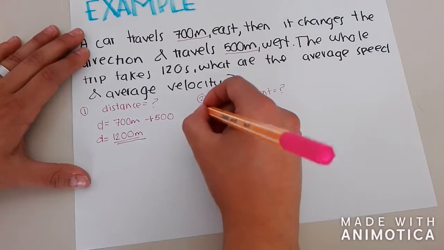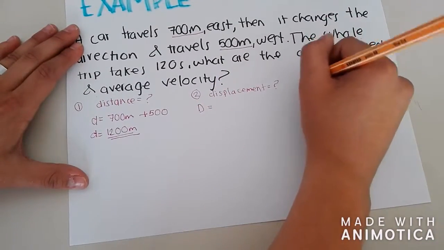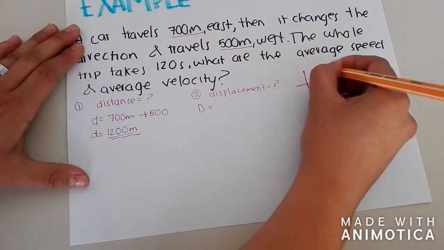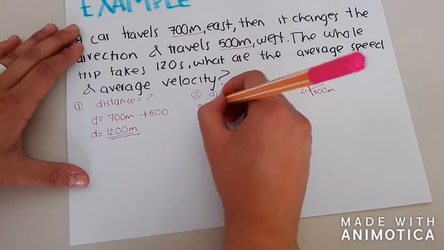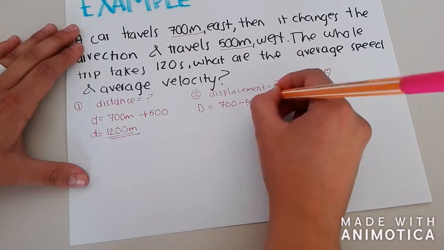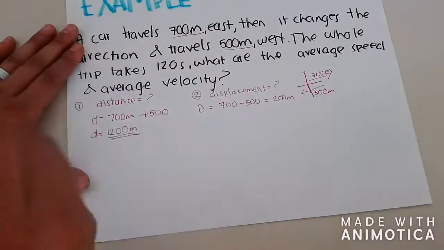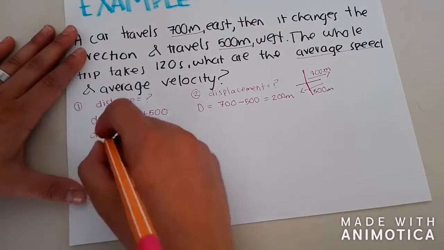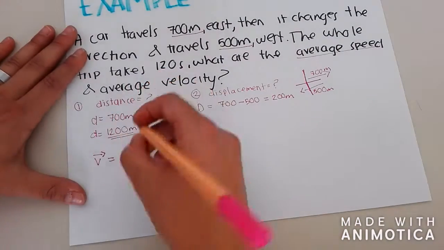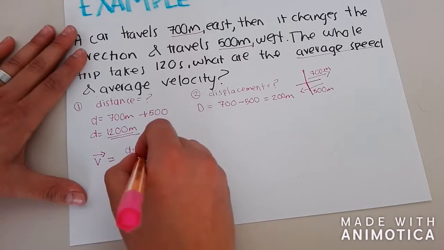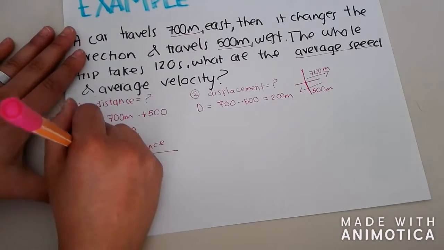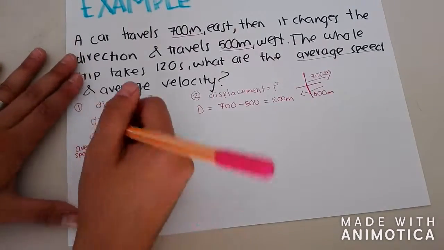After that, we need to write the formula of the average speed, that is distance over time. Then we're going to substitute the values: 1,200 meters over 120 seconds. This gives us 10 meters per second, and that is our average speed.